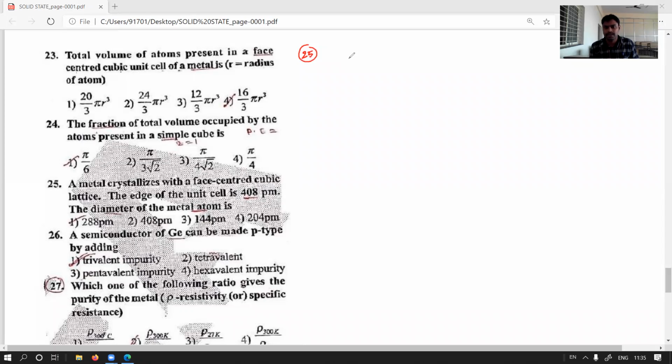So, diameter in FCC, we know that in face-centered cubic crystal, 4R is equal to root 2A. It's very clear. Diameter is equal to 2R is equal to root 2A by 2. Okay, then 2 is nothing but root 2 into root 2. Then one root 2 will cancel. A by root 2 will come.